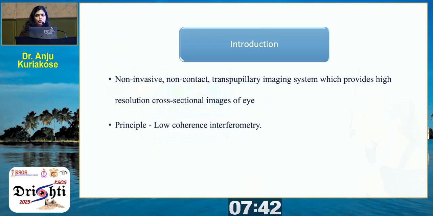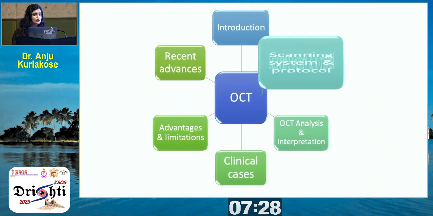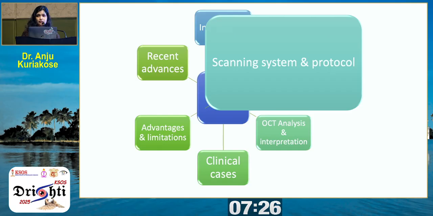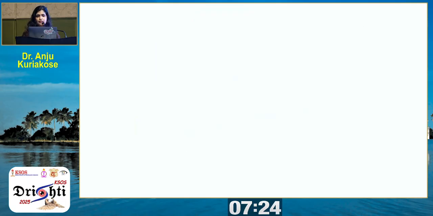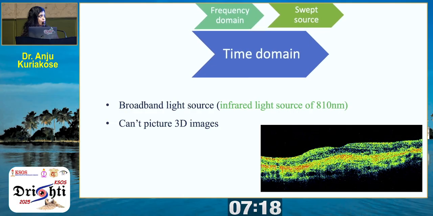as we all know, OCT is a non-invasive, non-contact transpupillary imaging system which provides high-resolution cross-sectional images. The principle is low coherence interferometry. Next, moving on to the scanning systems and protocols. The scanning systems include time domain, spectral domain, and frequency domain.